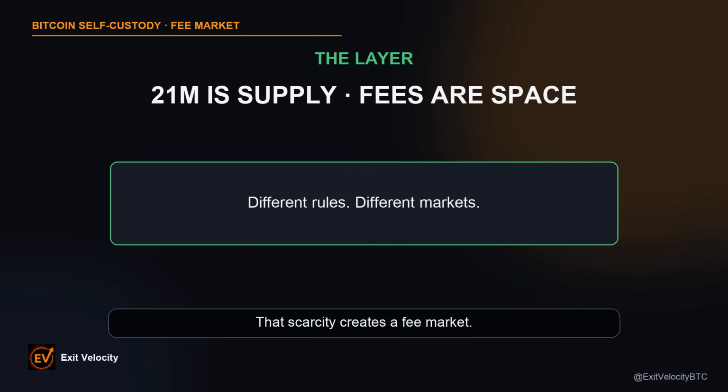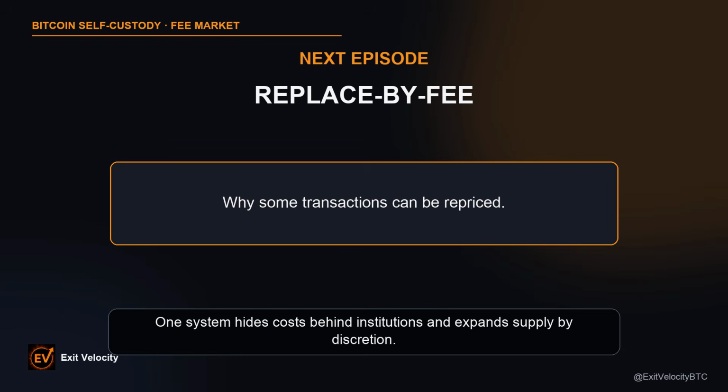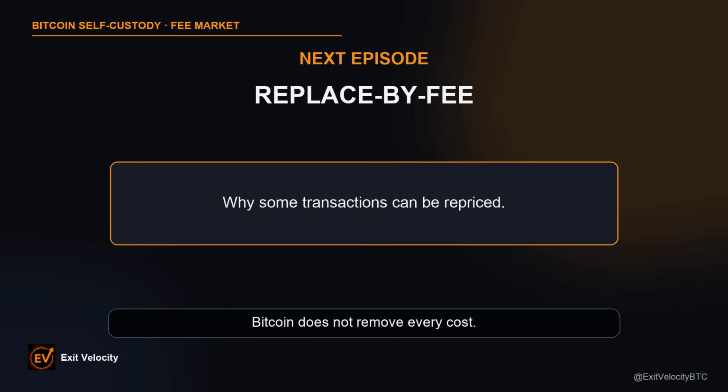And you should understand why Bitcoin can have fixed supply and variable fees at the same time. Those are not contradictions. The supply rule is monetary. The fee market is block space allocation. 21 million is the cap. Fees are the price of getting transaction data into blocks. One is the rule of issuance. The other is the market for settlement priority.